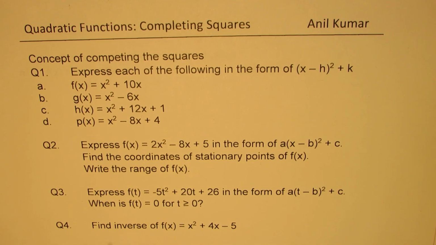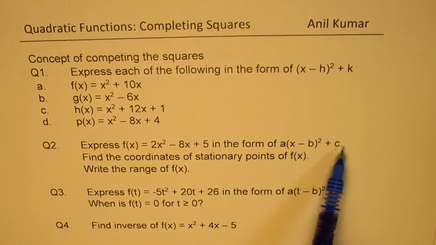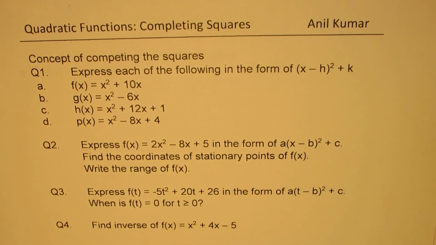Question number 4 here is, find inverse of the function x squared plus 4x minus 5. Now directly you cannot find inverse of a quadratic function if given in standard form. You need to complete the squares and then get your answer, right? So in this form you have to write your equation and then you get your answer.